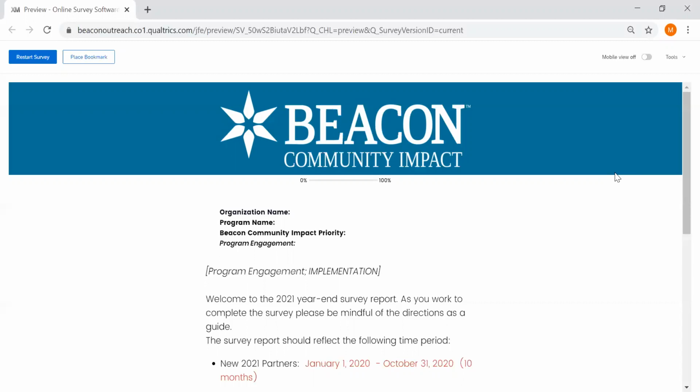Finally, surveys are distributed by program and not organization. If your organization received funding for multiple programs, you must complete a survey for each program. The program name will be designated in the email as well as in the header at the top of the survey when you click on the link.